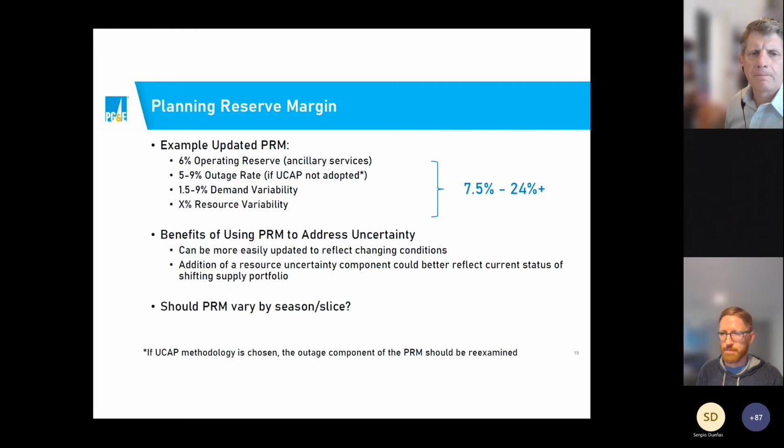Hey, this is Noah. I'm from Middle River Power. Can you all hear me? Great. Yeah, we can hear you. Thanks. Question. So is this a proposal on a bottom-up approach to establish the PRM, or were you thinking mainly as these are inputs into an LOLE study to calculate the PRM?